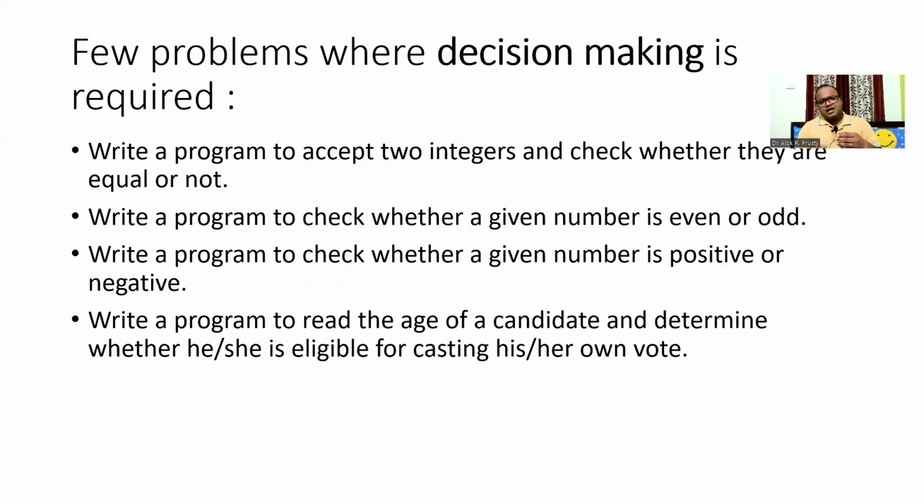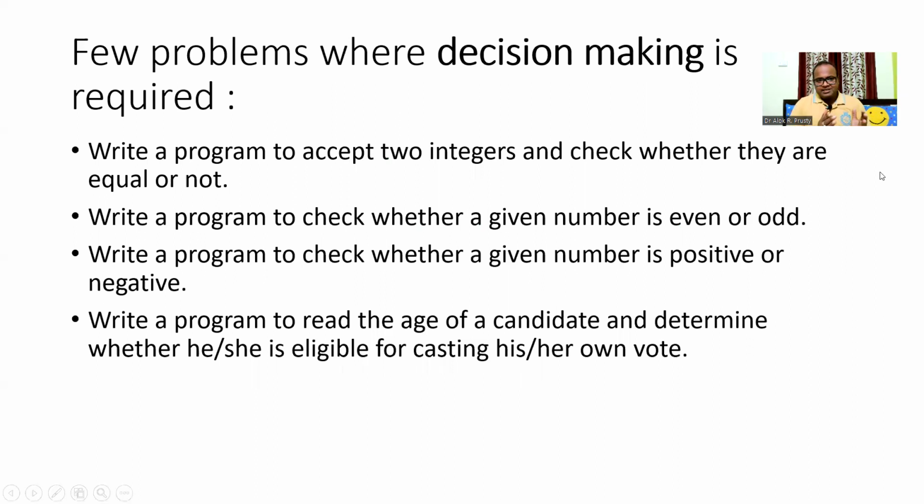Now the question is, why is decision making required, and what are such programs or problems where decision making is required? I have given a few examples here where we need a decision maker in the program. First, just see this particular program: write a program to accept two integers and check whether they are equal or not. That means here the user has entered two numbers, and the decision maker present in the program checks whether the two numbers entered by the user are equal or not.